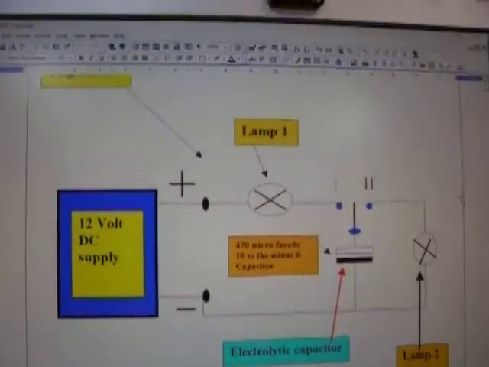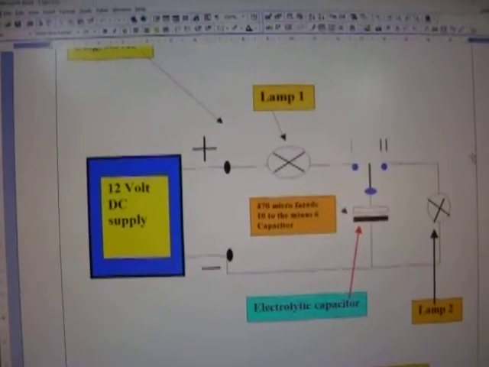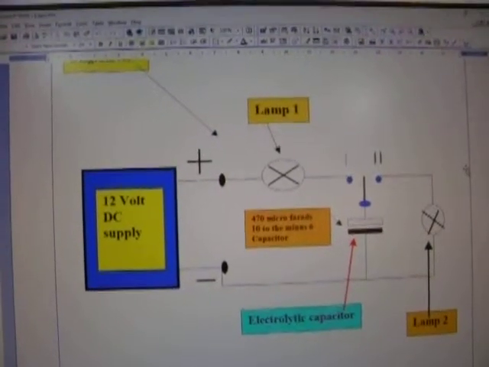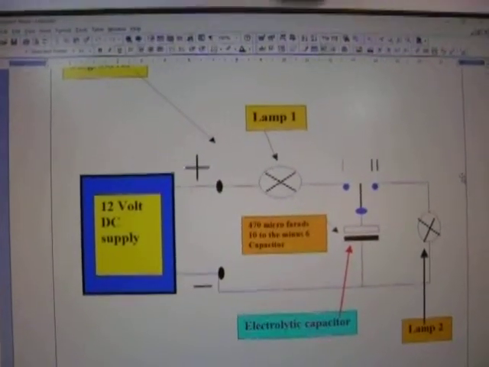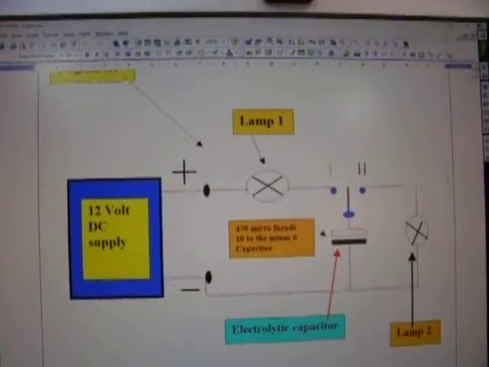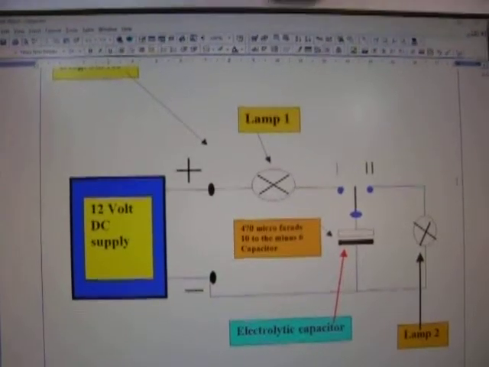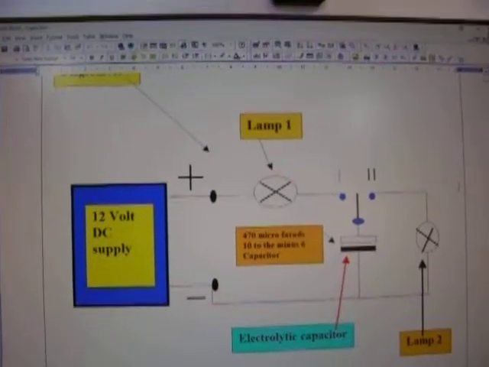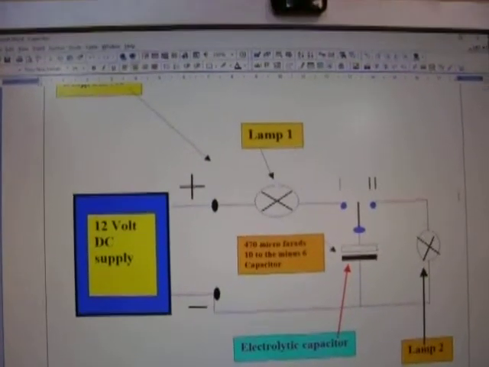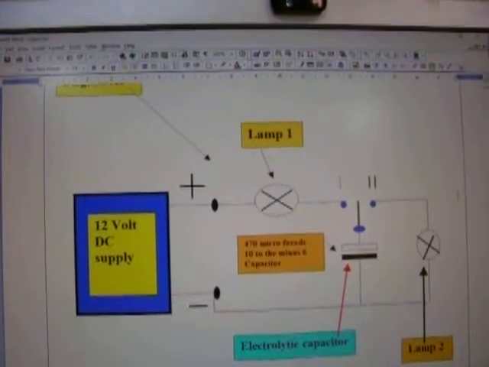Now I have a diagram here which shows you how if you put this switch into position 1, it will charge the capacitor. But it will charge the capacitor to the maximum applied voltage. So if it's 9 volts, it will charge to a maximum of 9 volts. If it's 12 volts, then it will charge to a maximum of 12 volts. Once you take the switch off, that capacitor will hold its charge. Now if you put it into position 2, it will discharge and you'll see the lamp light.